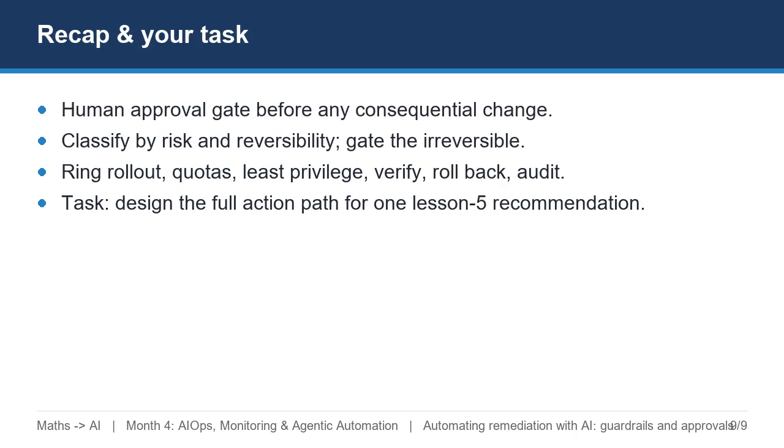Let's recap. A human approval gate sits before any consequential change. You classify actions by risk and reversibility, and you tightly gate anything irreversible. You contain damage with ring rollout, quotas, and least privilege credentials, and you verify then roll back, logging the whole chain. Your task: take one recommendation from your Lesson 5 triage agent and design its full action path. Write the approval gate, classify the action, define a ring rollout and a quota, specify the scoped just-in-time credential, and write the KQL verification plus the rollback trigger.